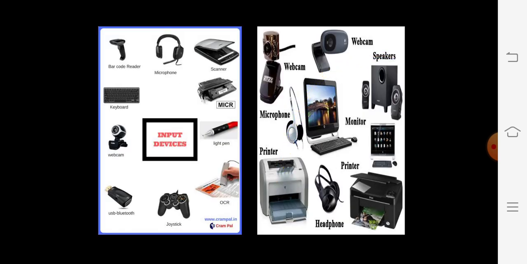Dear children, here are some input devices and output devices. The input devices are keyboard, mouse, light pen, joystick, OMR, OCR, MICR, scanner, microphone, barcode reader, webcam, USB, Bluetooth, etc. And output devices are like monitor, printer, speaker, headphones and the projectors. Webcams are also considered to be output devices.